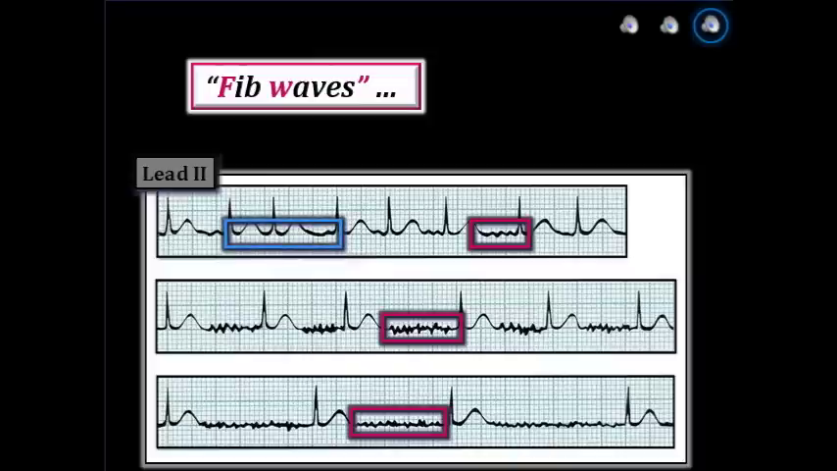rectangle. I like to see fib waves when the rhythm is irregular because this helps to confirm that the rhythm is AFib. When fib waves are absent, then ECG diagnosis of AFib may be more difficult as it entirely depends upon recognition of an irregularly irregular rhythm without P waves in any of the 12 leads.